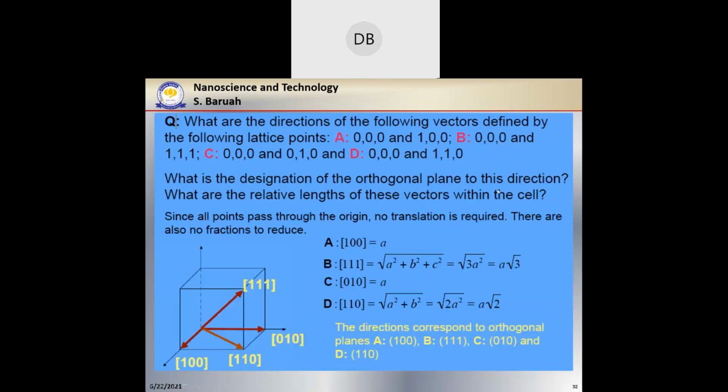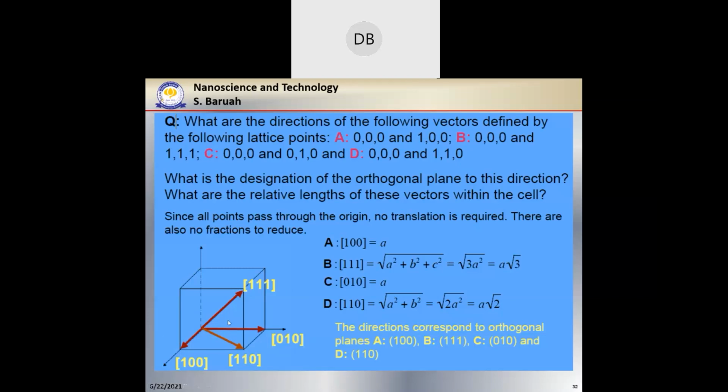And that way we have to find the directional values. So this is the simple cubic structure, and we are taking this as the origin. This is the 0, 0, 0 point from where all these vectors are coming out. So the first vector will go through 1, 0, 0. This is the vector going through 1, 0, 0.